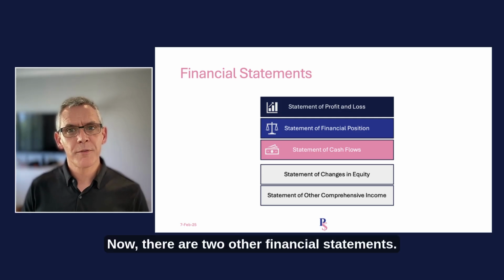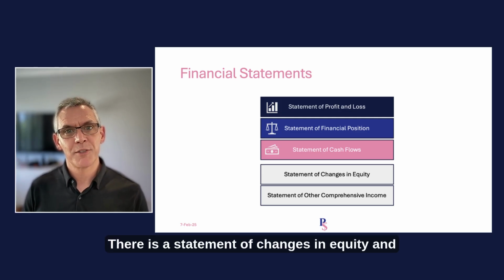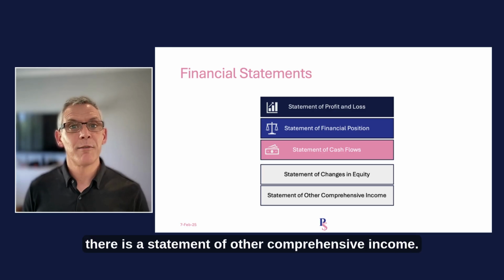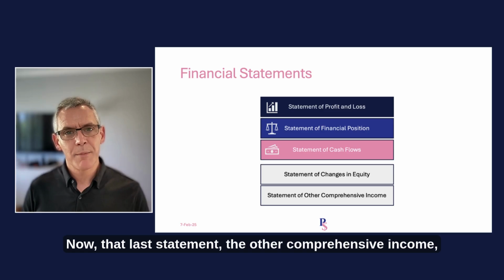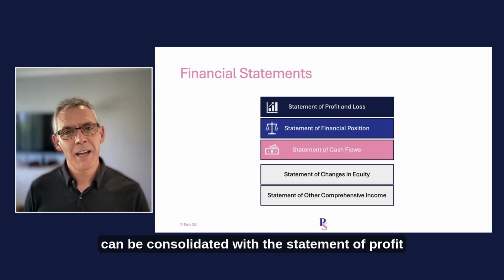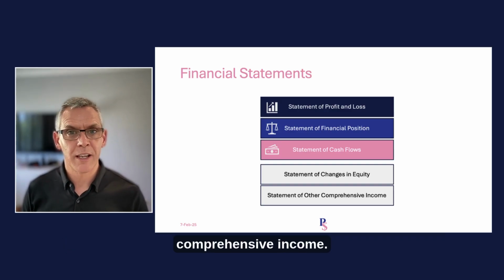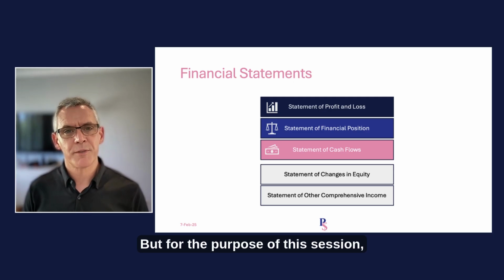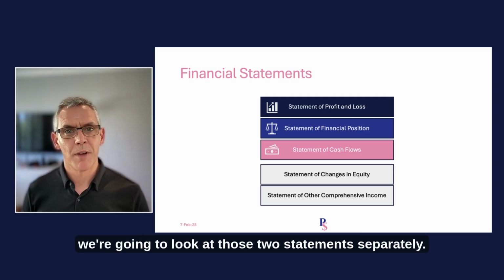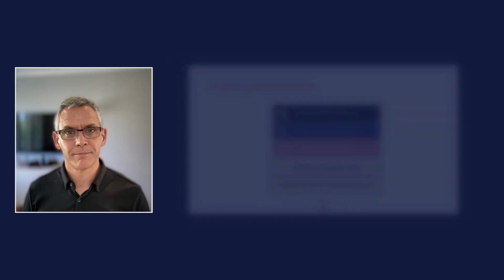Now, there are two other financial statements. There is a statement of changes in equity, and there is a statement of other comprehensive income. Now, that last statement, the other comprehensive income, can be consolidated with the statement of profit and loss so that it becomes a statement of profit and loss and other comprehensive income. But for the purpose of this session, we're going to look at those two statements separately.